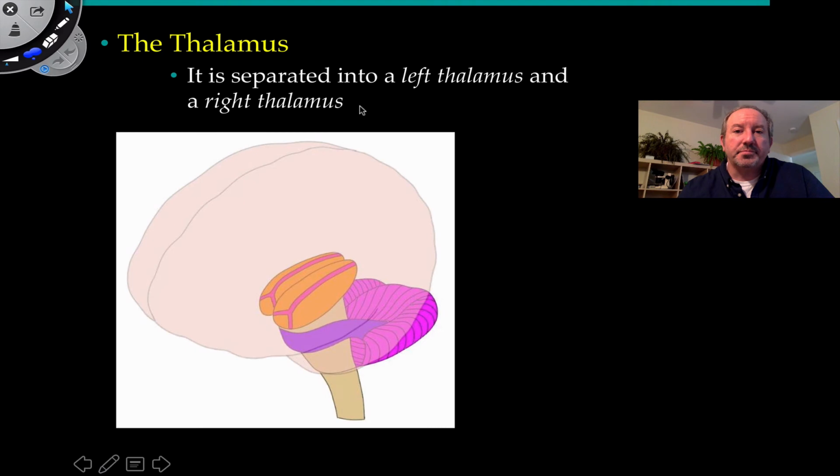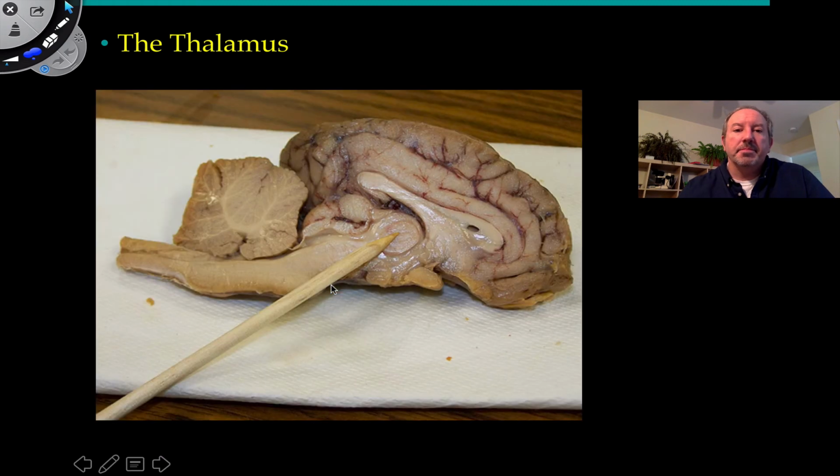It's separated into a left and a right hemisphere, if you will. So there's a left thalamus and a right thalamus. You can see here in orange. All right. Here's a nice mid-sagittal cut of the brain. It's located prominently right there, the thalamus.